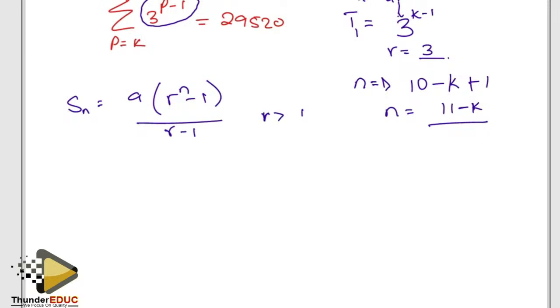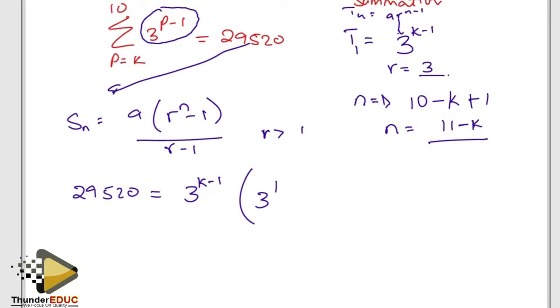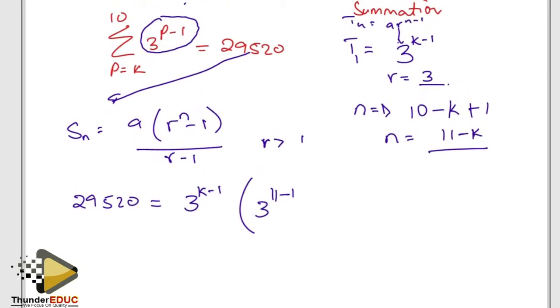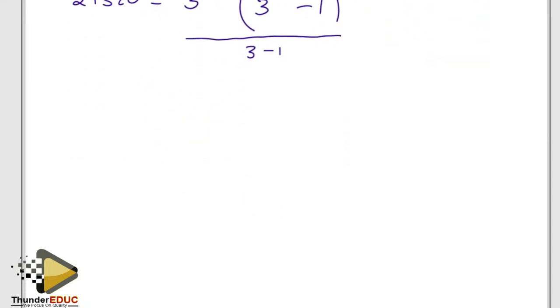Okay, so the sum, they gave it to us as 29,520. I'll put it aside. My first term, we got it as 3^(k-1), and now we say the common ratio is 3. And the number of terms, we said it's 11 minus k. And then we need to subtract our 1. We are dividing this by 3 minus 1. Okay, so this should give us the answer straight away.